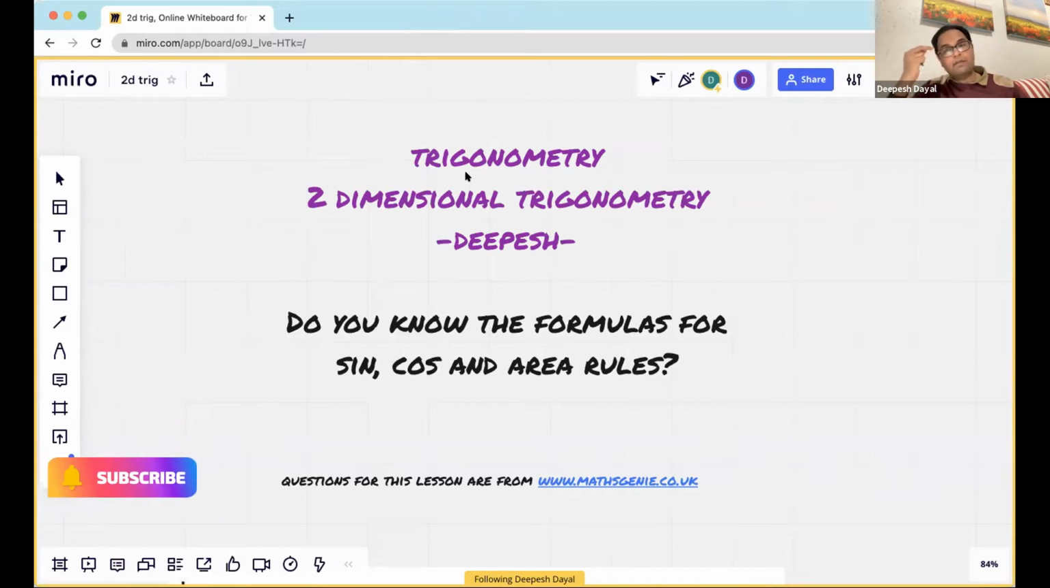Okay, so maybe if you can think about these formulas and write them down. What are the formulas for sine, cos, and area rules? Okay, sine, cos, area rules.